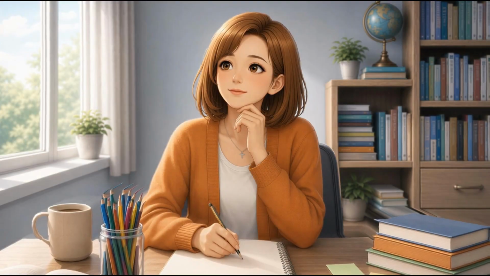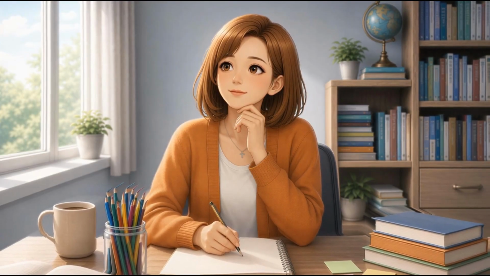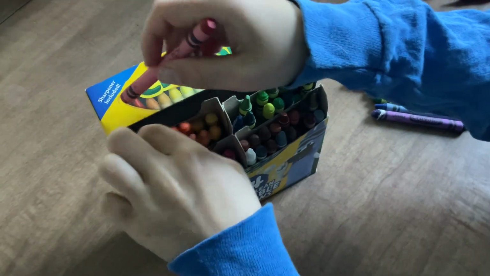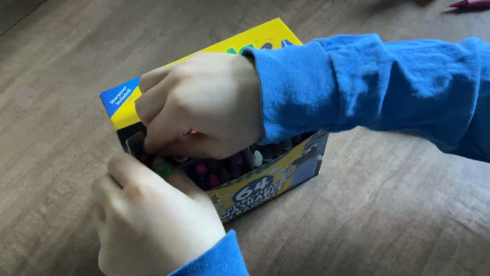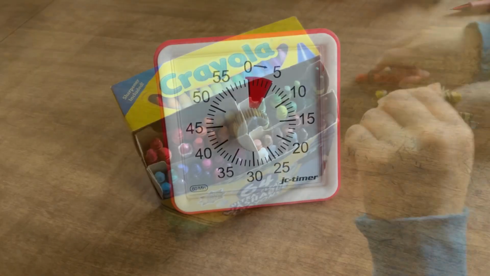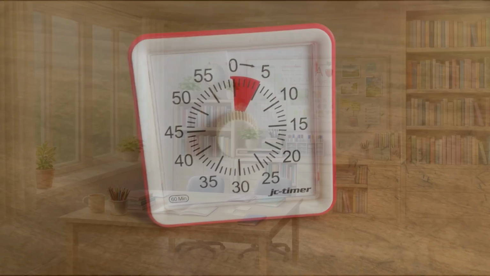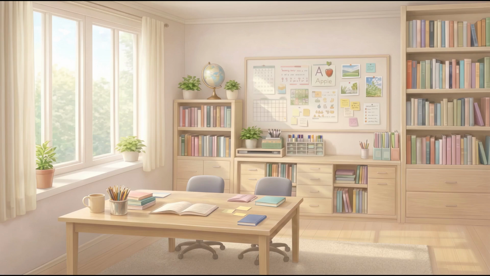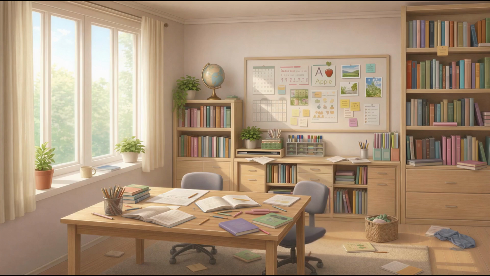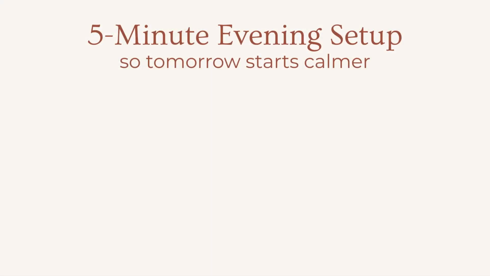There's one more piece of the daily rhythm that most people miss. It doesn't happen during school. It happens the night before. 5 minutes, that's all it takes. And it's the difference between a morning that starts from stillness and a morning that starts from scramble.